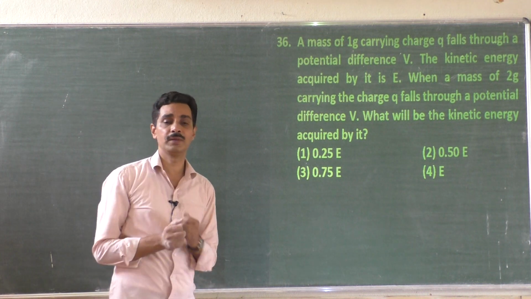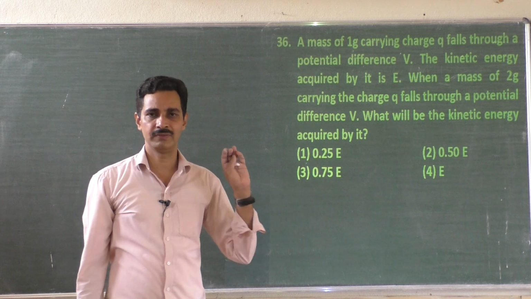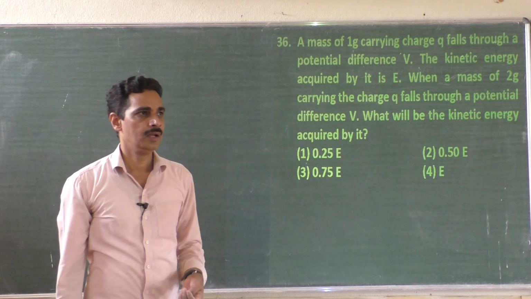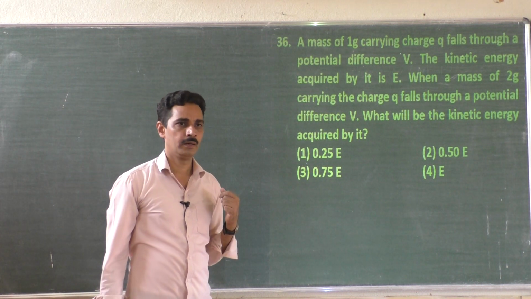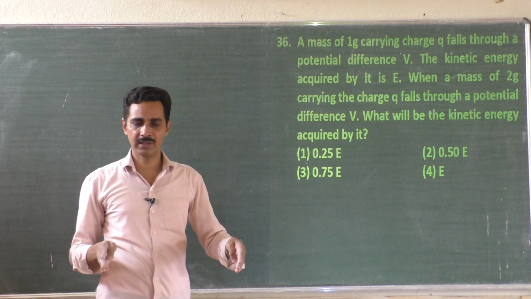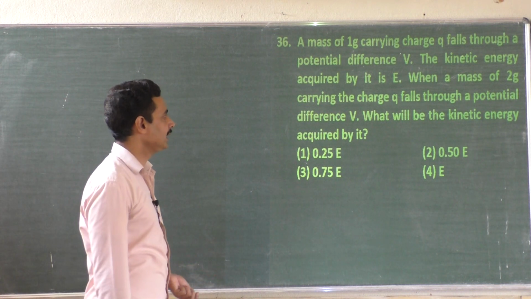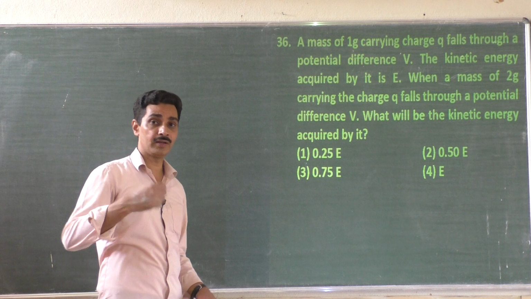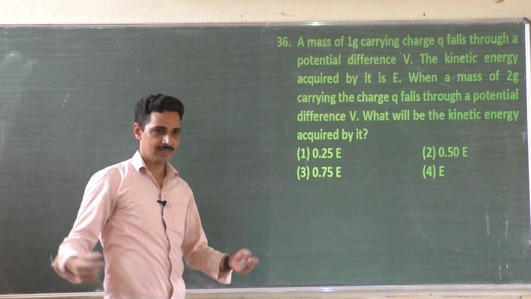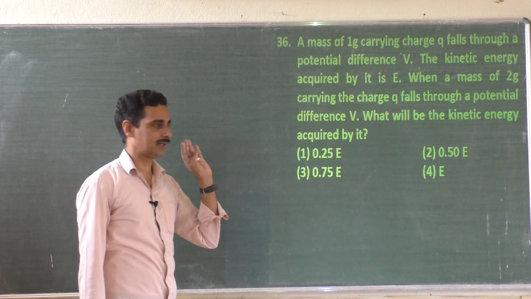What do you mean by falling through a potential difference V? Just moving in a potential difference V. Moving in an electric field is falling in a potential difference. For example, when you drop a ball, it is falling in gravity, right? Similarly, in an electric potential difference, if a charge is moving, it is falling through a potential difference V. Don't be under the impression that falling means falling from top to bottom. That is falling under gravity. Falling in an electric field means moving in an electric field.